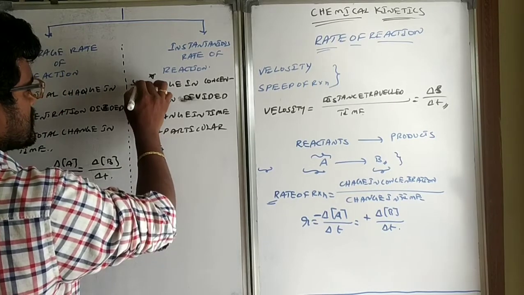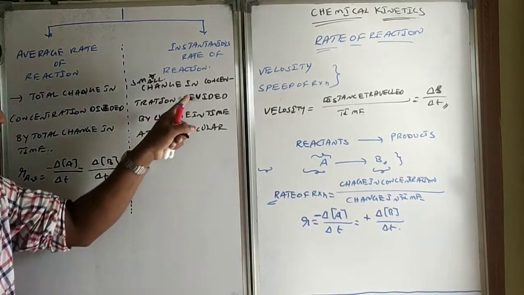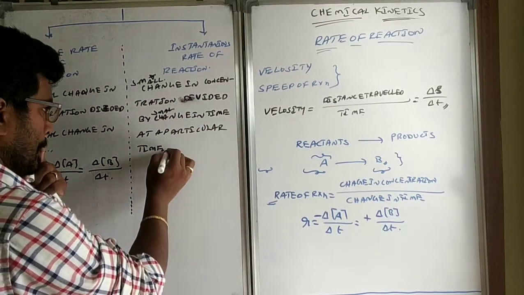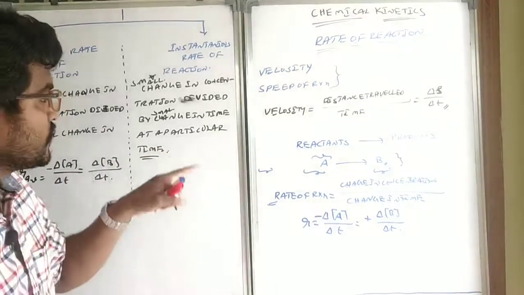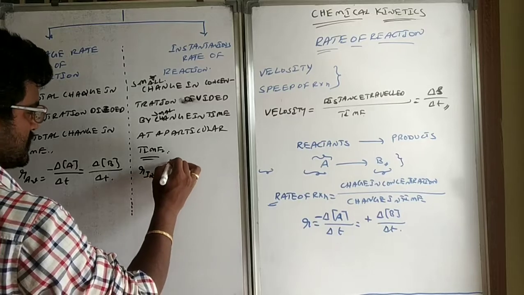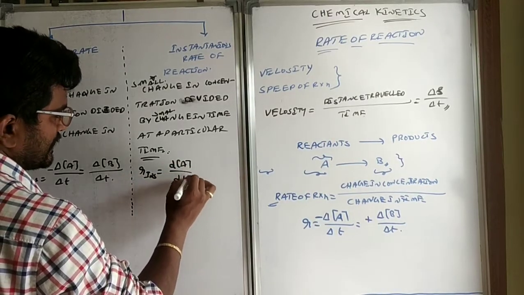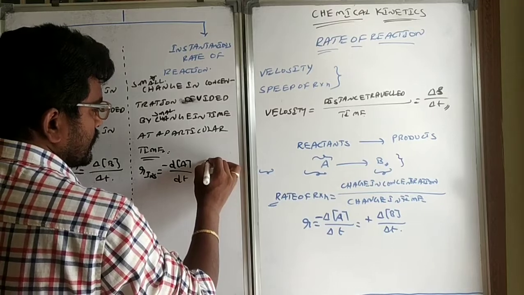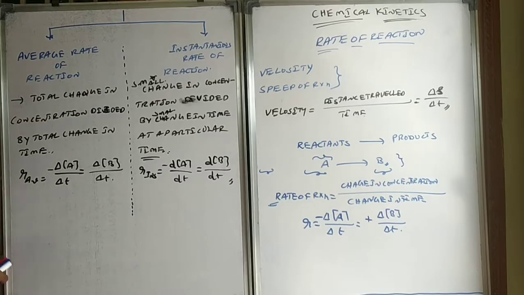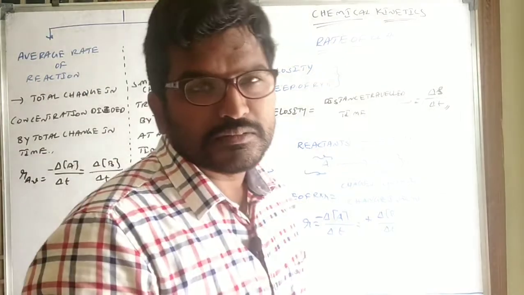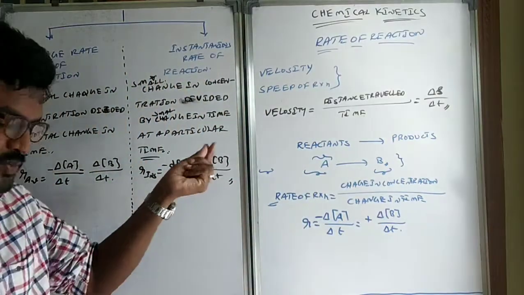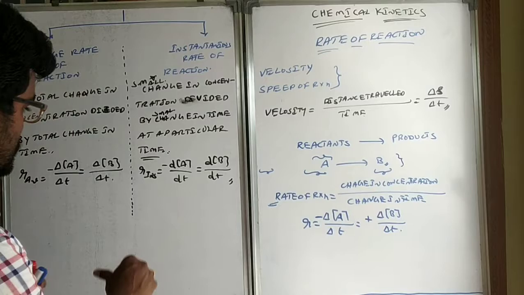Or you can take a small change in concentration divided by a small change in time at a particular time, which is known as the instantaneous rate of reaction. Instantaneous rate is equal to d[A]/dt, which is equal to d[B]/dt. What is the difference between d and delta? Delta explains a large change, and small d explains the small change in the concentration.